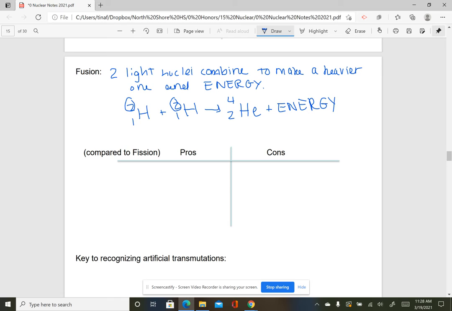Okay, so what are the pros of fusion? We actually get more energy than we do in a fission reaction, which is kind of crazy. The good thing is that there's no radioactive waste. Aside from energy, we're making helium. And there's actually a helium shortage happening in the world, so that would probably even benefit us in another way.